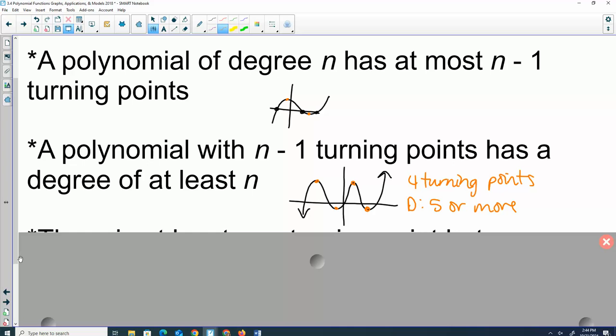The next 4 questions say how many turning points. So if my degree is 7, how many turning points can it have? 6. If my degree is 12, I can have 11 turning points. And then the last ones have some graphs and you answer some questions about those. So you guys have time to work and ask questions right now.